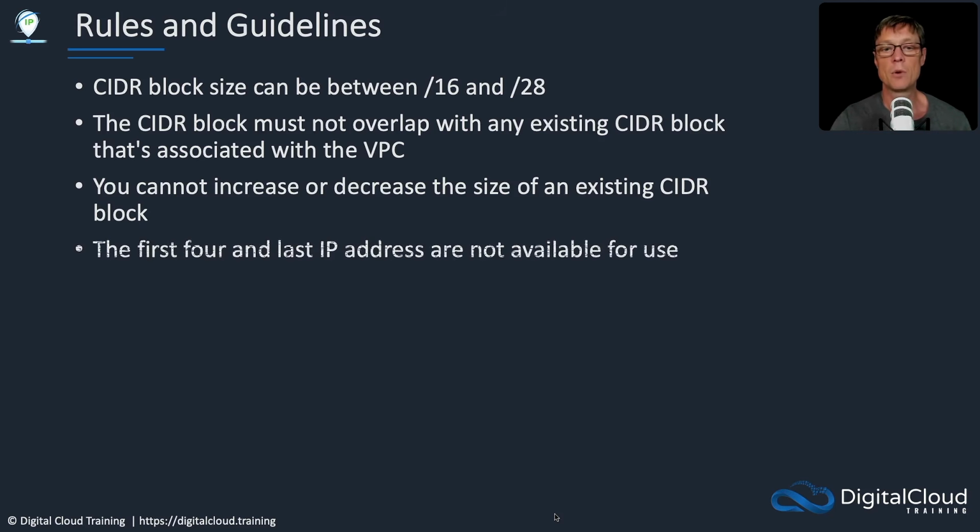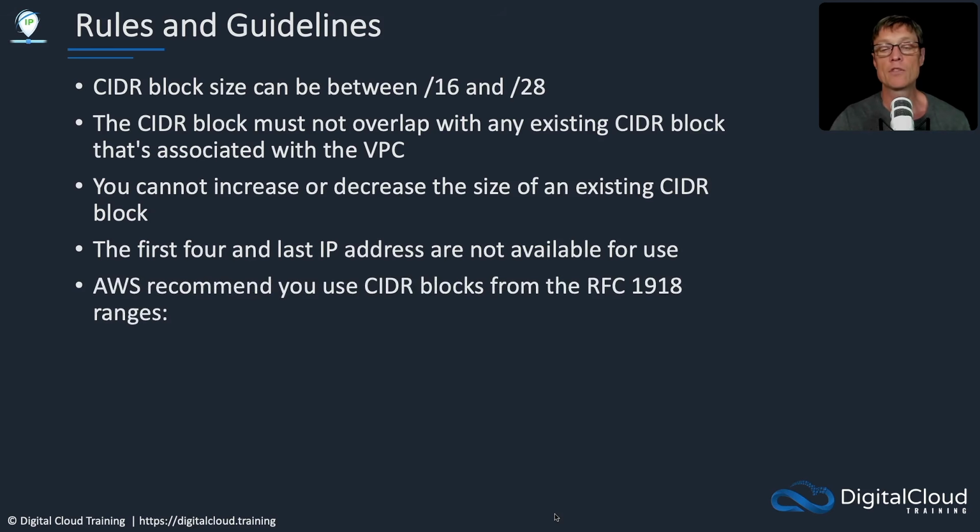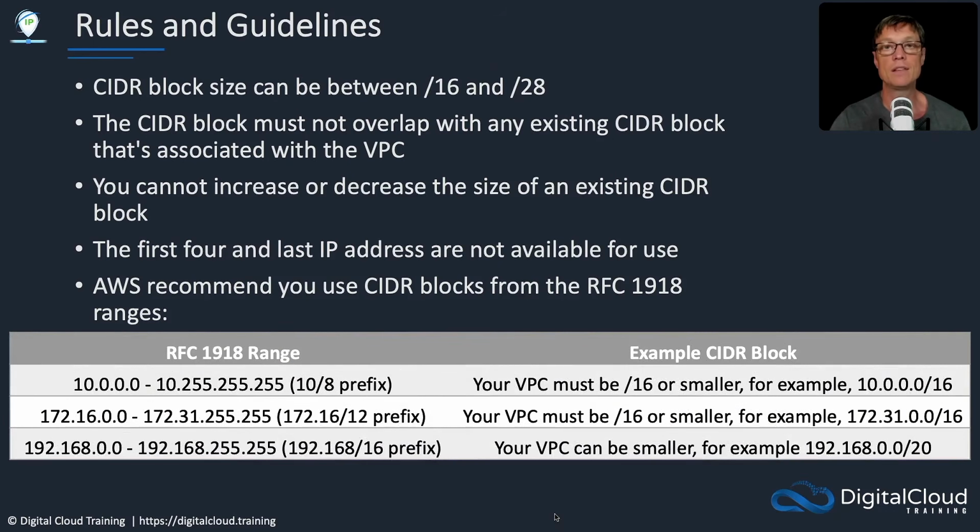The first 4 and last IP address are not available for use, so you've got to account for that when you set the size of your subnets, because you want to make sure you have enough addresses for your instances that you deploy. AWS recommend that you use CIDR blocks from the RFC 1918 ranges. Remember, these are the private IP ranges, and that's these addresses. And of course, these give you plenty of scope, so that shouldn't be a problem.